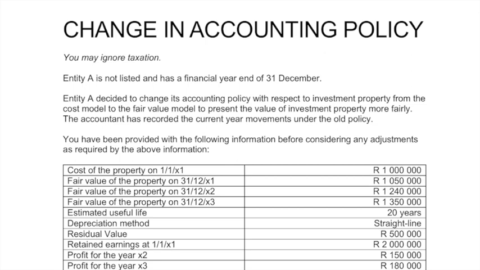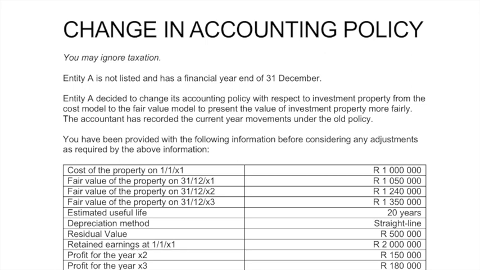The accountant has recorded the current year movements under the old policy. So that's very important to note, because it means that everything the bookkeeper and the accountant have done up until now is recording transactions related to the investment property as if they were applying this cost model, which IAS 40 permits. Okay, so the information that we're dealing with has been prepared under this old policy, and we now have to take this information and then make sure that we actually account for the new policy.